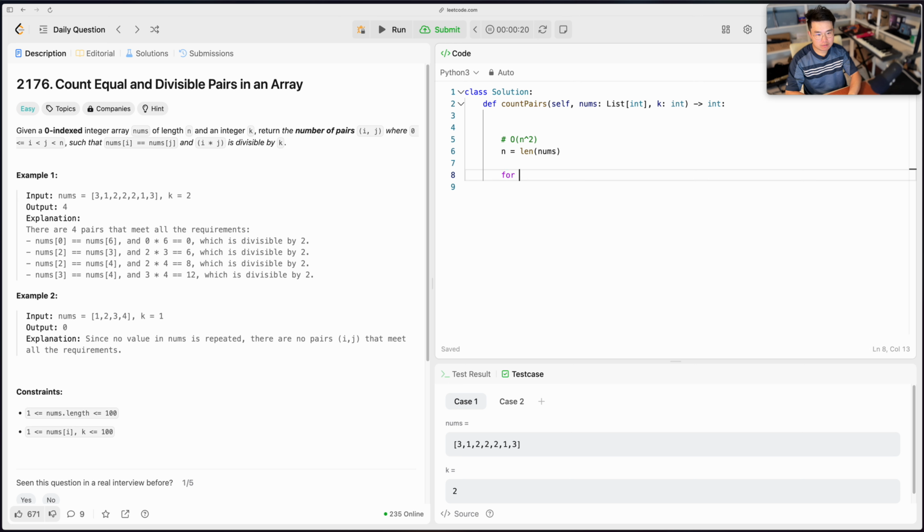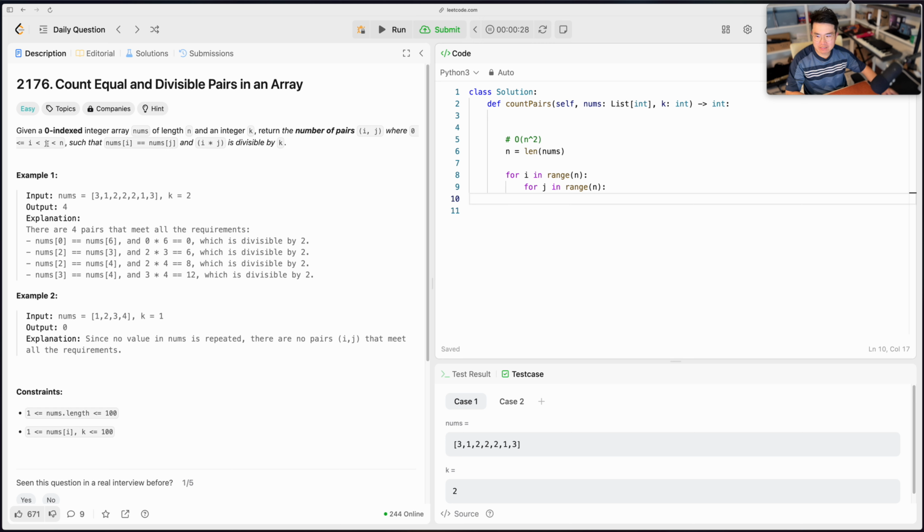So for i in range n, for j in range n, and for the brute force, you just follow exactly what they want. If i is less than j, and nums[i] is equal to nums[j], and i times j is divisible by k. What does divisible by k mean? It means when you mod it by k, you get 0. There's no remainder, right? That means it's divisible by k.